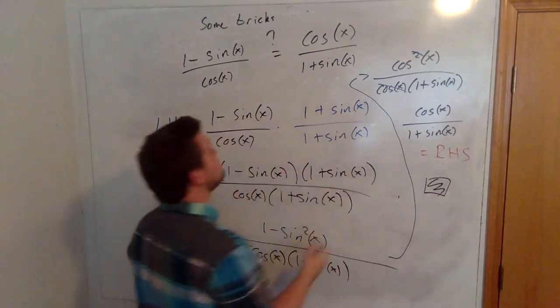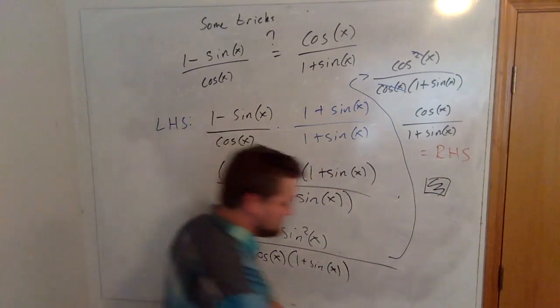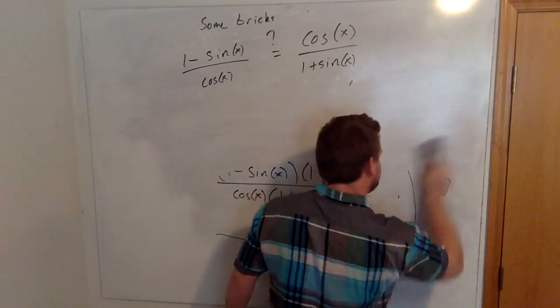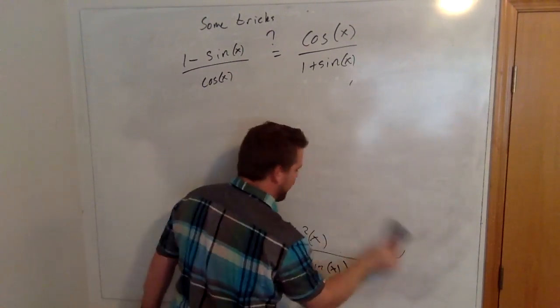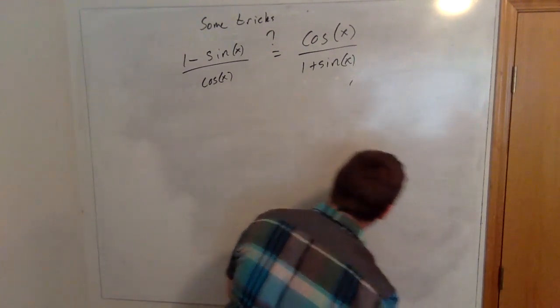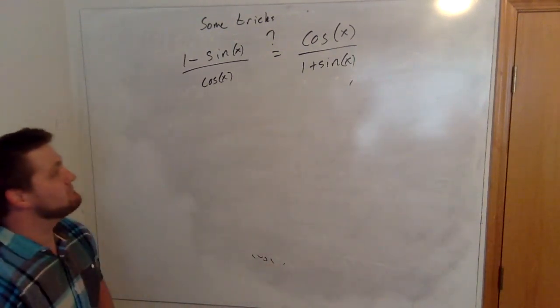Notice that you could have done the same trick starting with the right-hand side. So maybe we could do that really quick. Maybe this is a good time to practice it. Maybe start with the right-hand side, use the conjugate trick, and show it's the left-hand side. Maybe a good time to pause the video and try that.